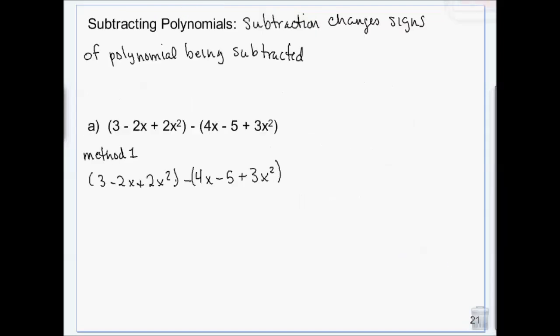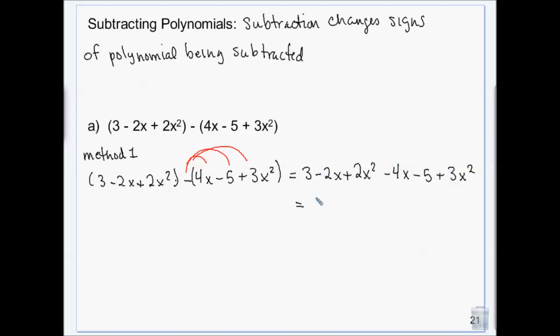1. I'm going to distribute the negative. So that changes all the signs, and this becomes 3 minus 2x plus 2x squared. That's the first one. Minus 4x minus 5 plus 3x squared. So all of the signs in the second polynomial change. That's what subtraction does. Then I'm going to collect my like terms, 2x squared and 3x squared.